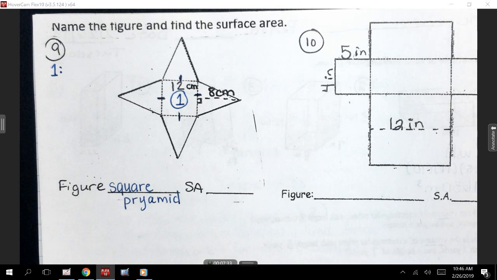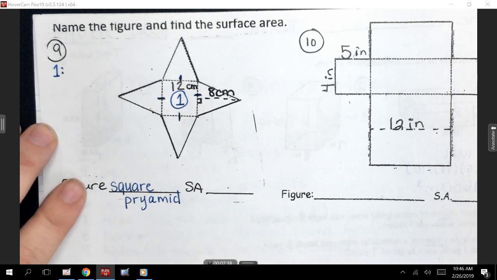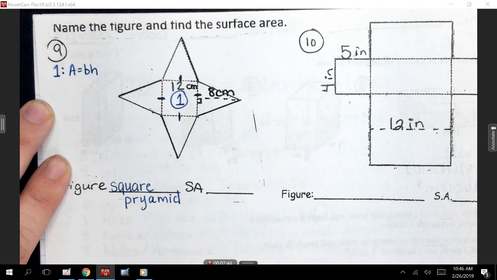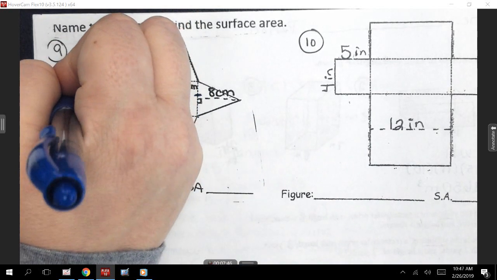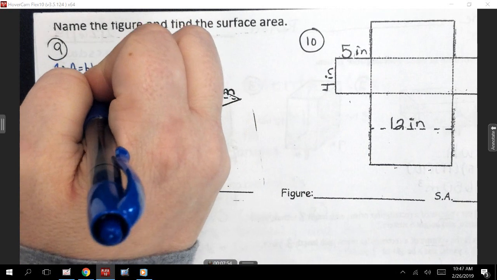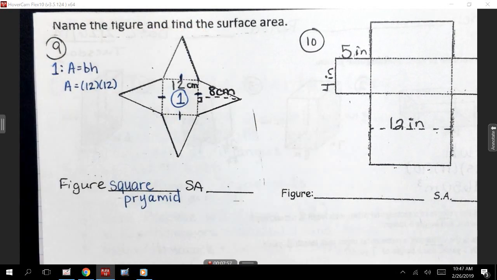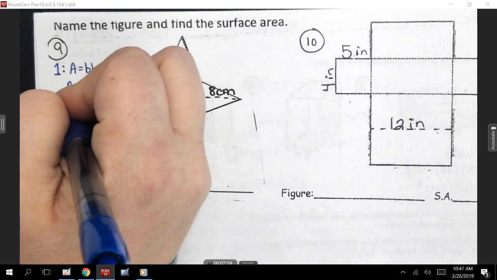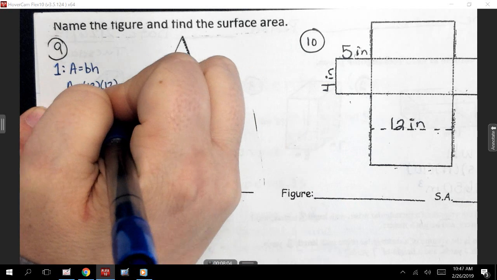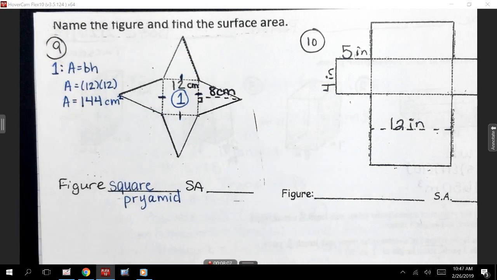So for shape 1, what formula do I need for that square? What formula do I need, Anahi? A equals BH is perfect. If you want to use LW, you can. That's fine. So for that square, A equals BH, what is my base going to be here? Camilla? 12. What is my height, Truett? 12, because it's a square, so they're going to be the same, right? Are we all okay with that? So my area for that square is 144 centimeters squared, because it's area, so we're going to do squared.